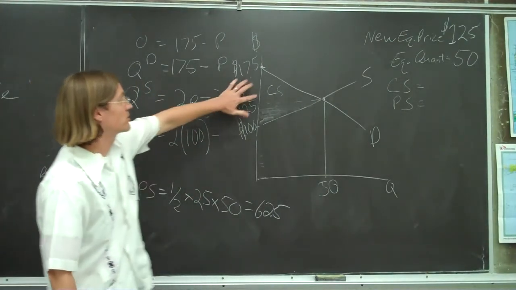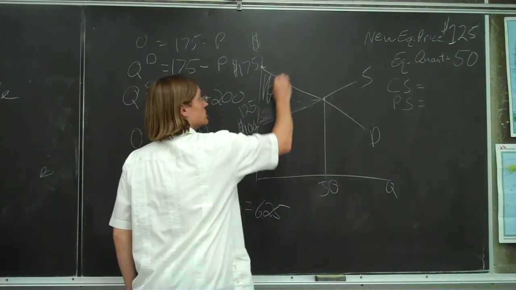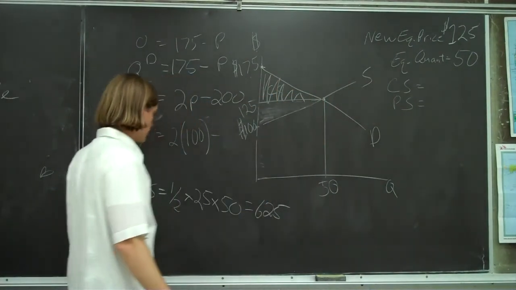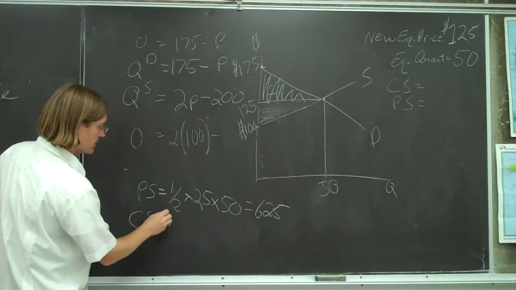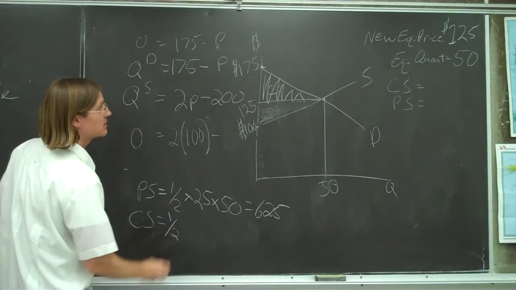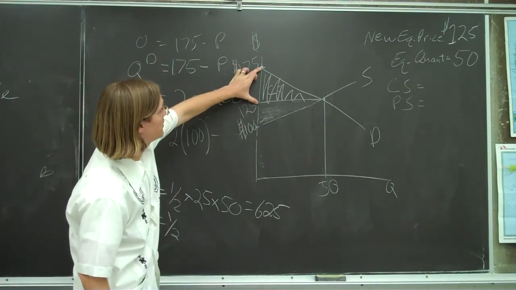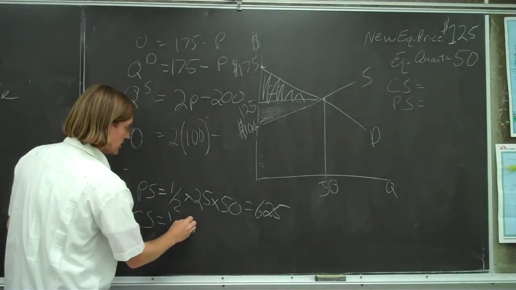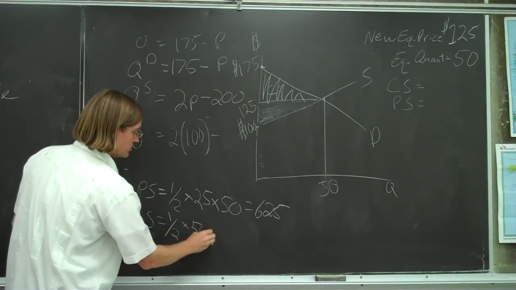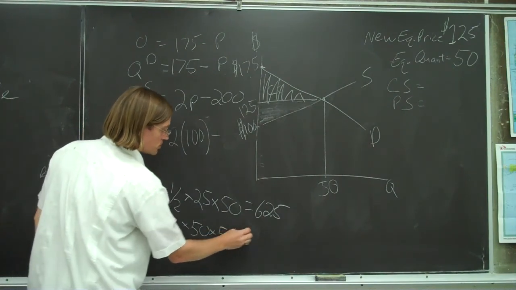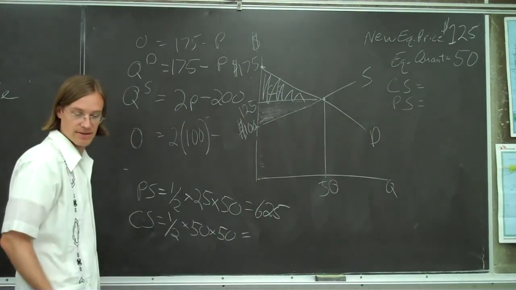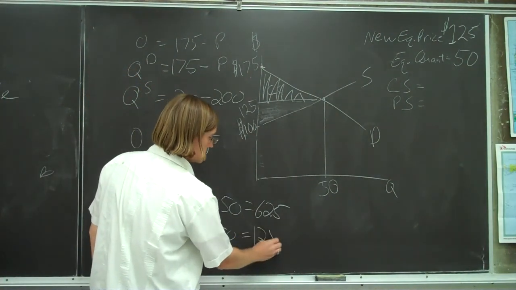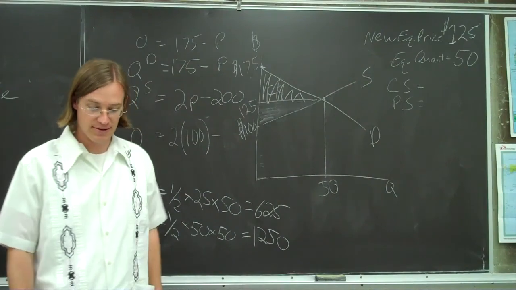And then to find the consumer surplus, again, the area above the price but below the demand curve. Again, it's going to be that 1/2 base times height, but this now is 50, and then this again is 50. So 1/2 times 50 times 50, and that should be twice that, which is 1250. The high level math, that'll get you every time.